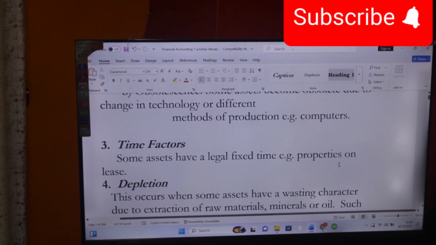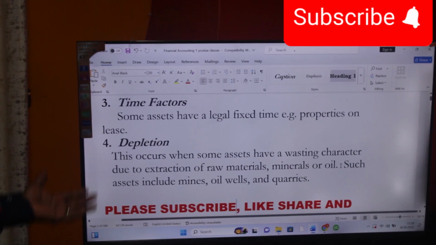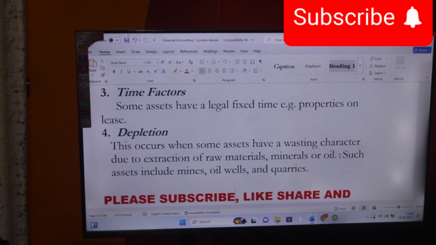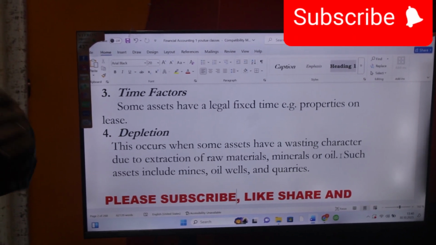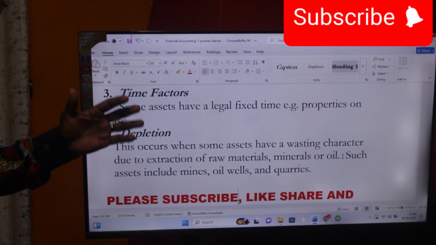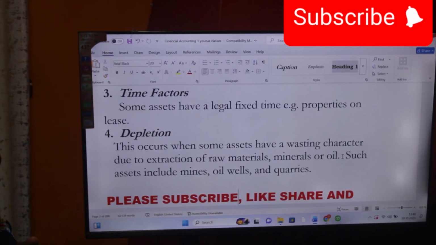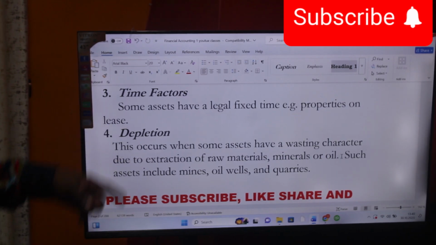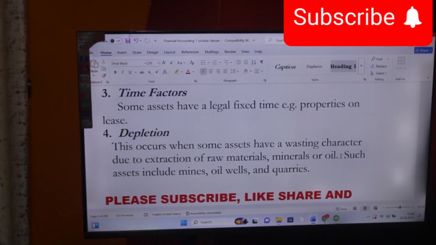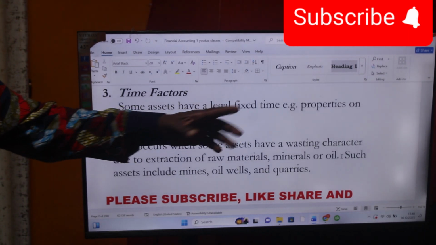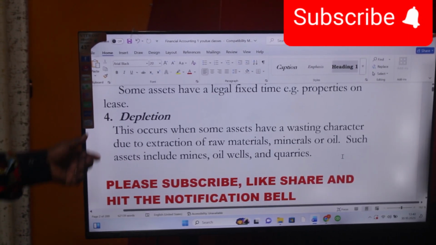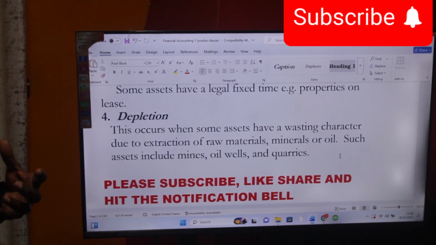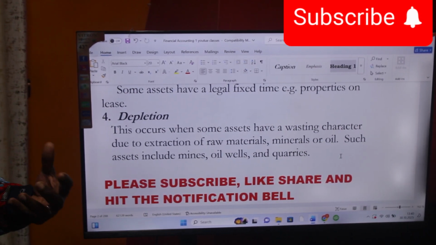Number 3, time factors. Some assets have a legal fixed time, e.g. property lease. Lease a house. You may lease a house for about 10 years. If you lease a house for about 10 years and you have leases for 1 million shillings, every 1 year you are losing 100,000. Every year you're losing 100,000. By the time you're coming to the 10th year, it is of zero level.